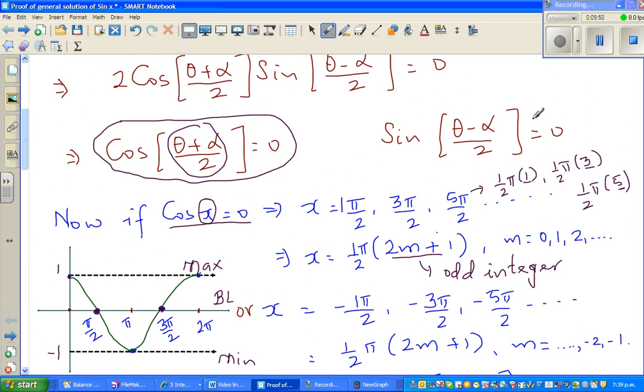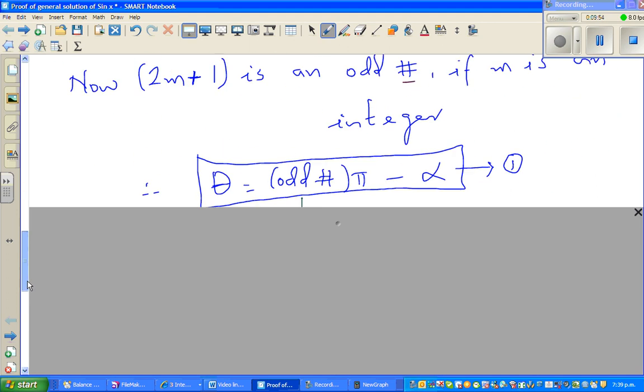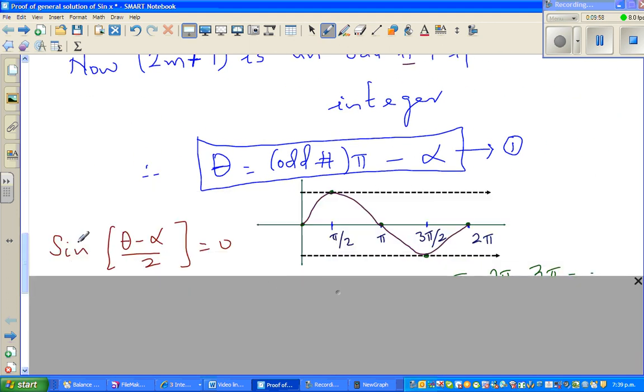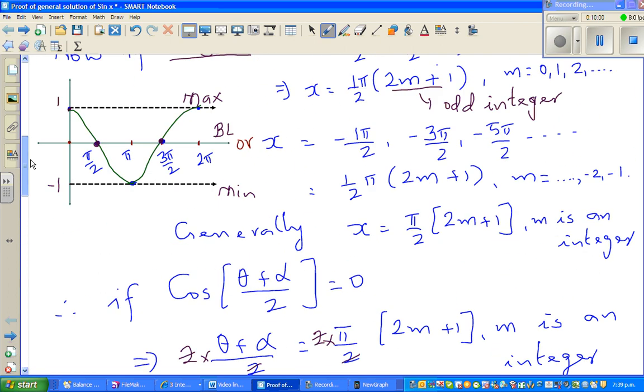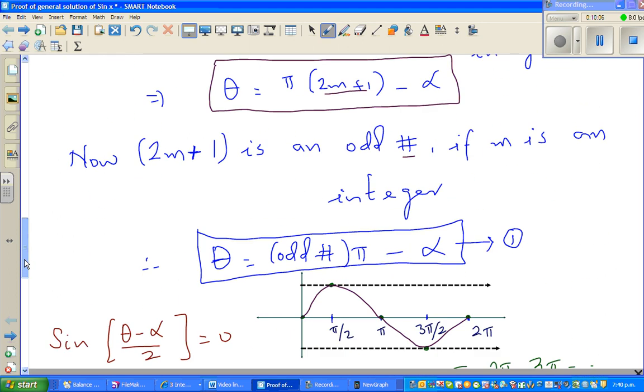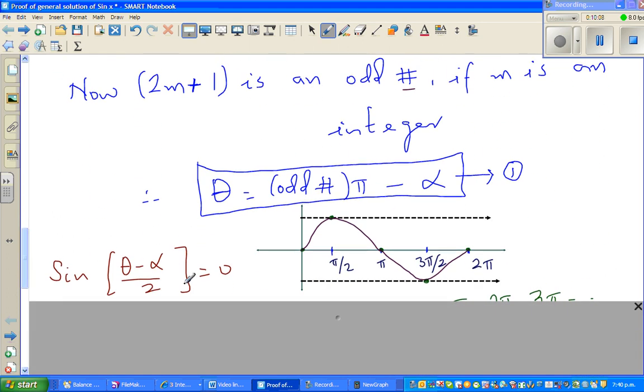So now we're going to talk about this. Moving further, when we talk about sine, this is the sine equation, which I copied and pasted from this: sine of theta minus alpha over 2 is equal to 0. So let us think about it. Now we are thinking, when would sine x become 0? Say this is the graph of y equals sine x.